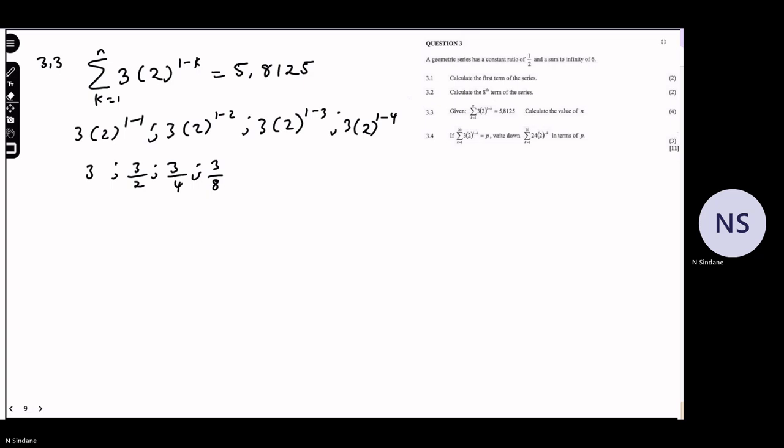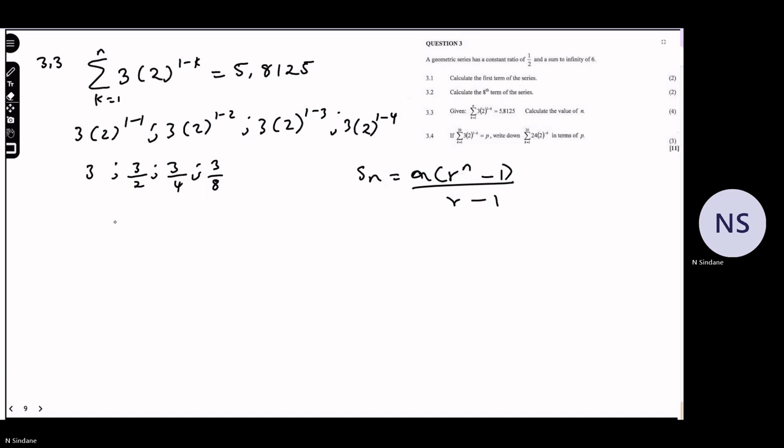Now, we need to calculate the value of r in this case, because remember, when we're dealing with this type of equation, we're looking for the value of n. So Sn is equal to a times (r to the power n minus 1), divided by r minus 1. We already know the value of a, and we also know Sn, which is given as 5.8125. We need to know the value of r so that we can calculate the value of n.